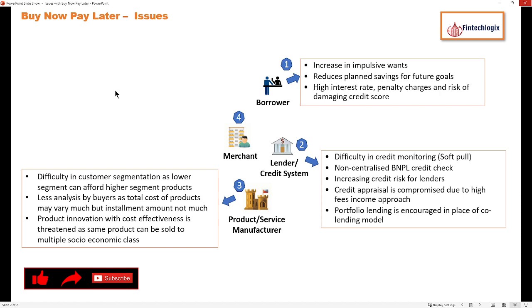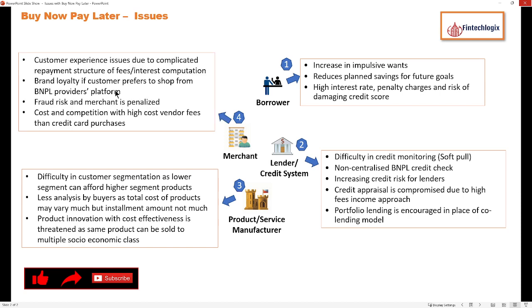Now let's look at the merchant. Normally this is taken very lightly, but this BNPL also poses a lot of issues for merchants. The first thing is customer experience. A customer would have bought at a point of sale in a retailer's place, and then agreed to pay a certain installment amount for these many terms.